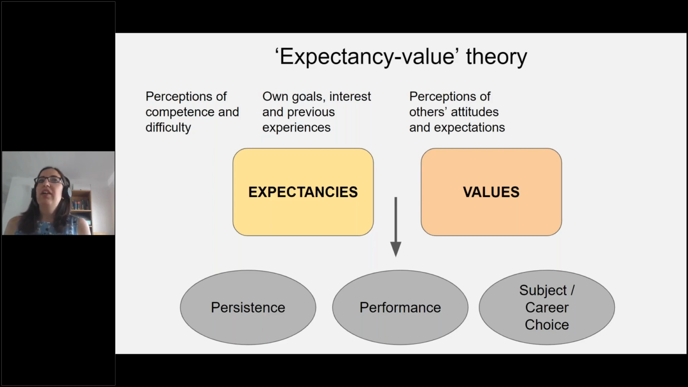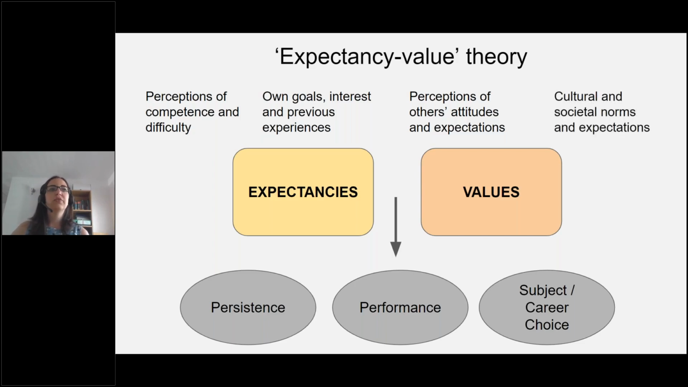And an important one, I think, for today, for teachers and educators, is your perceptions of others' attitudes and expectations. So if you think that your teacher doesn't expect you to do very well in this subject, then you perhaps persist less, your performance is worse, you don't choose it for a subject or career. Again, as I said, if your parents have a particular view of whether that's a worthwhile subject or not, that can also affect it.